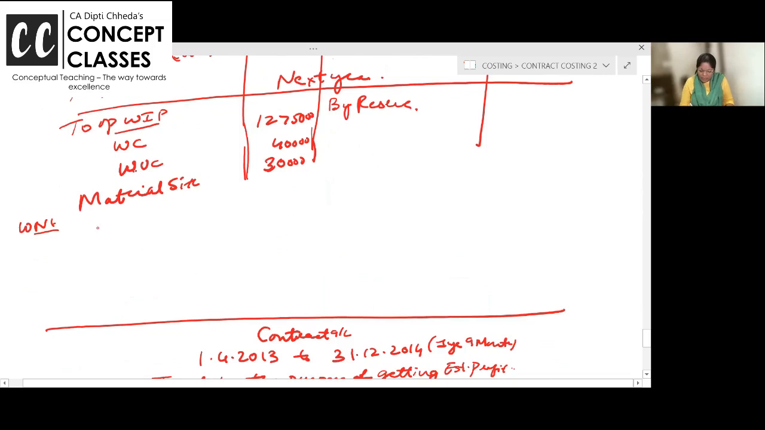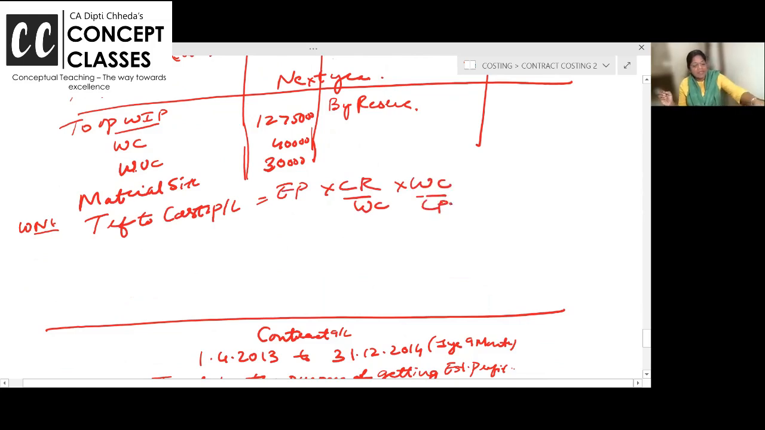So working note 1 I am making now. How much profit transferred to costing P&L based on estimated profit into cash received by work certified into work certified by contract wise. Read the first line. It was decided to transfer the profit to costing P&L in the proportion of estimated profit in cash received and which work certified both to the total contract price.